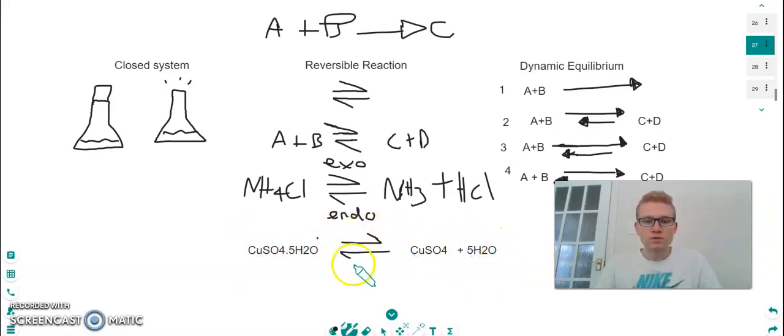So this final example here, we have hydrated copper sulfate turning into copper sulfate and water. So again, use that reversible arrowhead. This is actually a really important reaction, something you will come across quite frequently. This is used as a test for the presence of water.